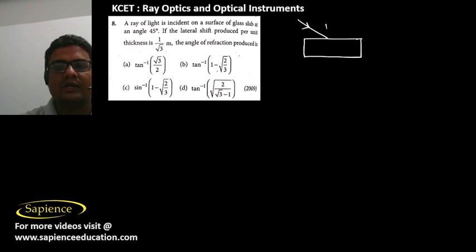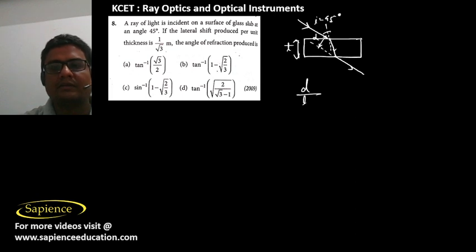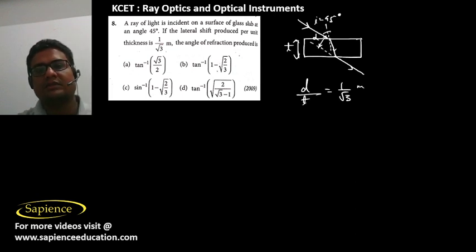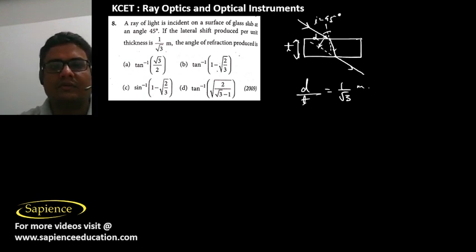So it is the ray of light is incident on a glass slab at an angle of 45 degree, and then the lateral shift that is produced. This is the lateral shift. Lateral shift that is produced, that is D. Lateral shift produced per unit thickness means if the thickness is T, then D by T, that is 1 by root 3 meter. Then the angle of refraction produced is how much? Angle of refraction produced, this angle of refraction, that is how much? Angle of the emergence is also 45 degree. So this R is how much? That is being asked.